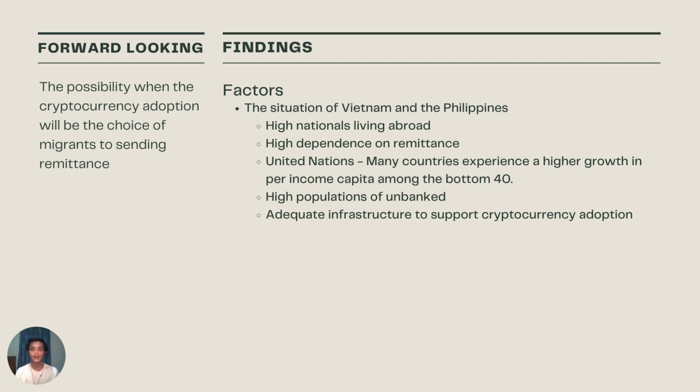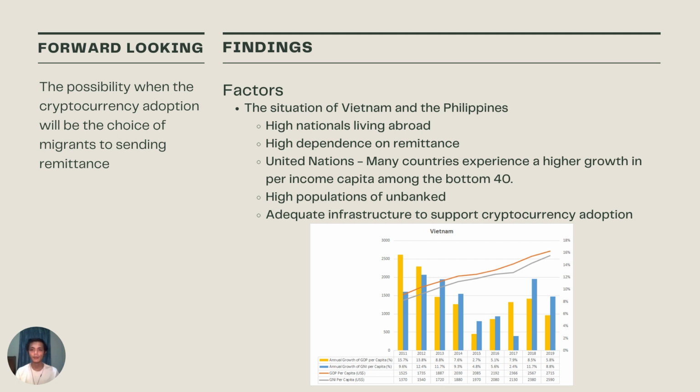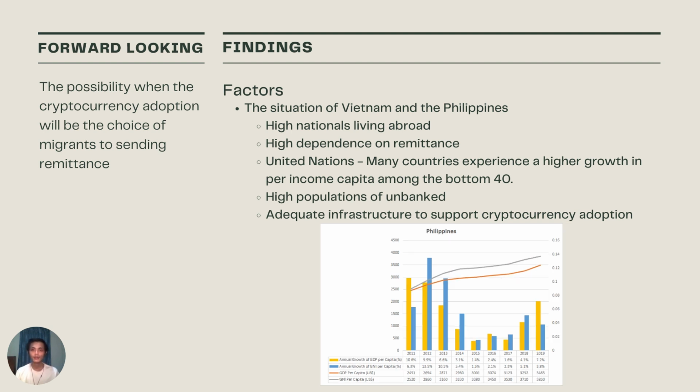Then, according to the United Nations, many countries experience higher growth in income per capita among the bottom 40%. Now we look at the statistics of GDP per capita and gross national income per capita for Vietnam. Based on the graph, it can be seen that from 2011 until 2019, Vietnam recorded higher annual growth of GNI per capita compared to the annual growth of GDP per capita for 6 years, which is in 2013, 2014, 2015, 2016, 2018, and 2019. The Philippines also has recorded a higher annual growth of GNI per capita compared to the annual growth of GDP per capita for 6 years as well, which is in 2012, 2013, 2014, 2015, 2016, and 2018. Therefore, income generated abroad brings a huge potential for the population in Vietnam and the Philippines.